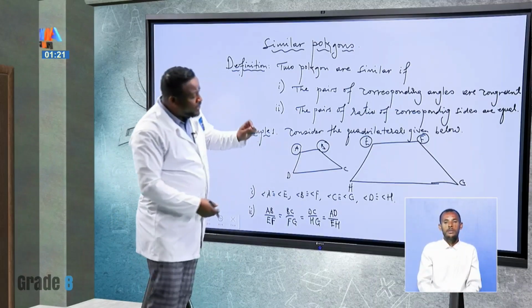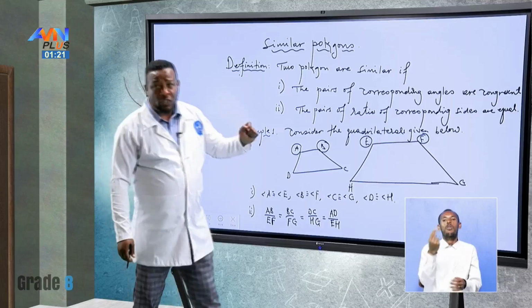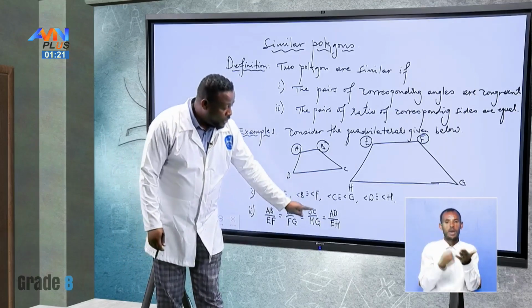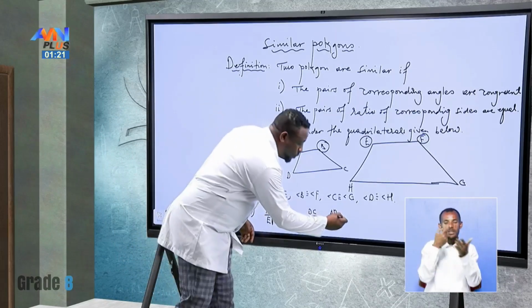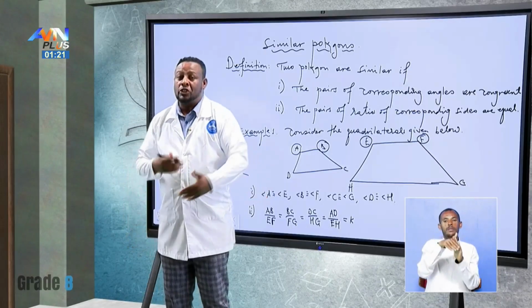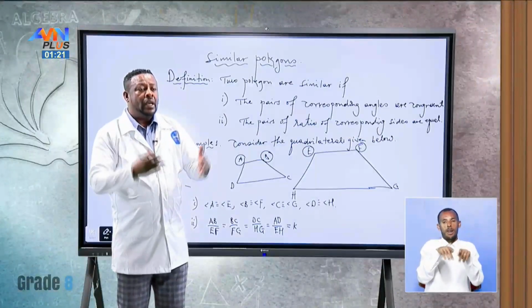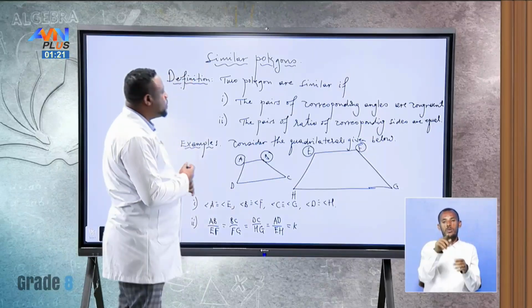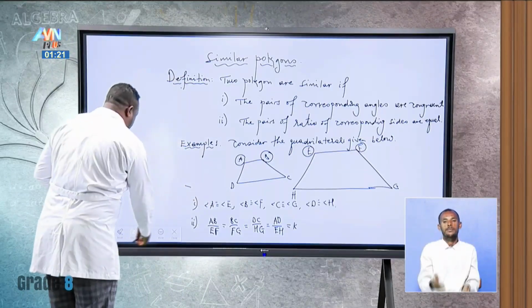So the other important thing that you need to know here is the ratio of all these things is usually denoted by K, and this K represents the proportionality constant, okay? So you need to be familiar with this thing. So let's see an example.